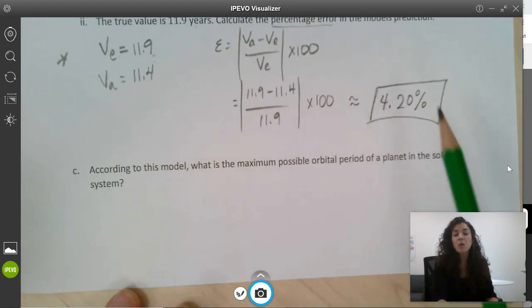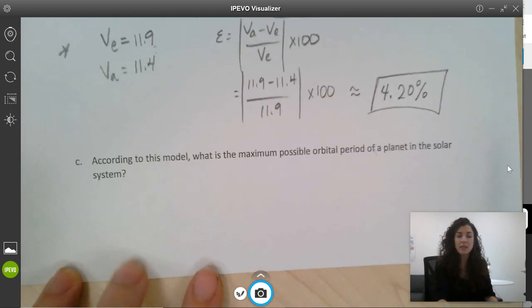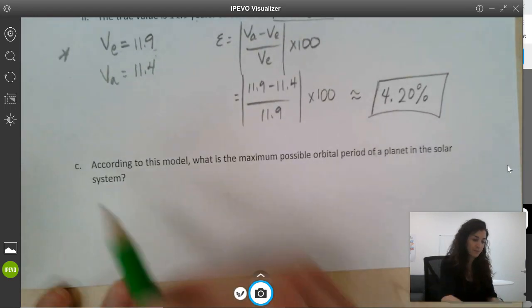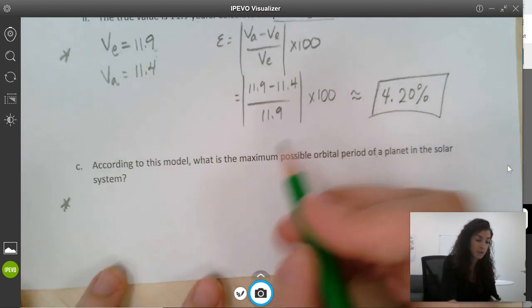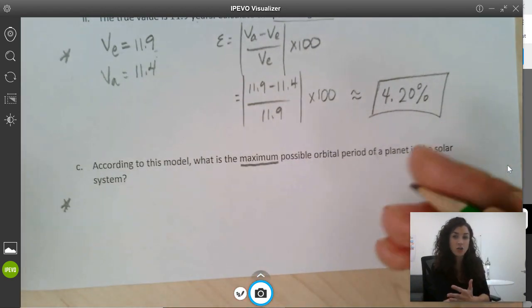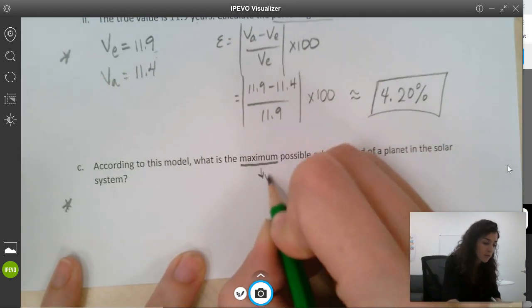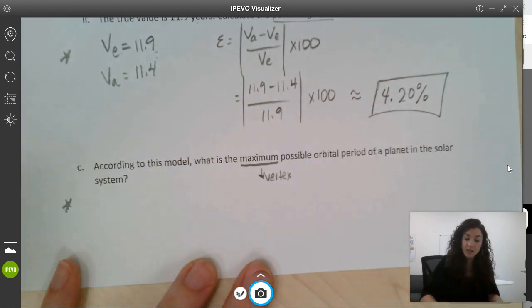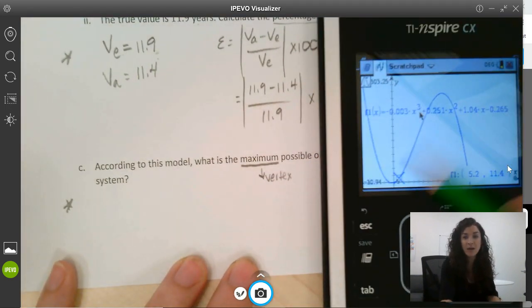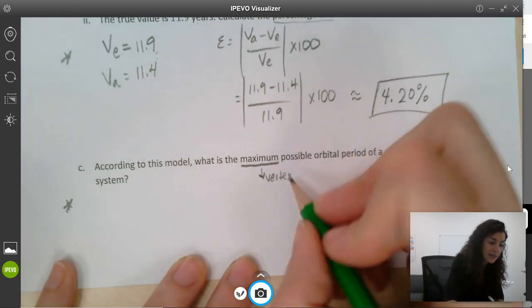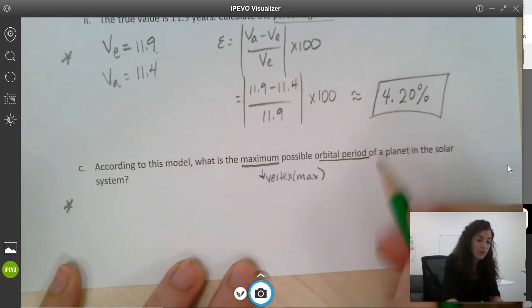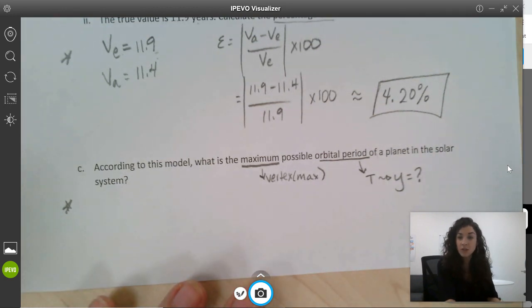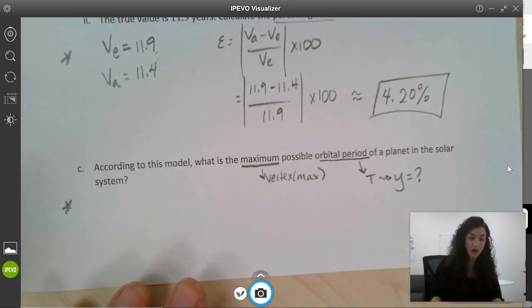All right, according to this model, what is the maximum possible orbital period of a planet in the solar system? Try to do this one completely on your own. Some things that I would tell you to do in order to start with this problem. Anytime you see the word maximum, minimum, largest, smallest, that means we want the vertex. With cubics, we have 2 vertices, a maximum and a minimum. So obviously with this guy, we want the maximum. We want the maximum possible orbital period, which means we're looking for the t, which is really the y value of this point, right? That is the thing that we care about when we're talking about the vertex.